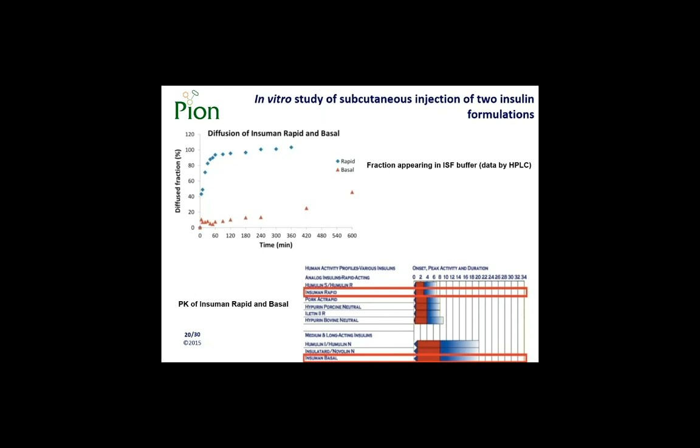Interestingly, there appears to be an inflection point around 240 minutes, where the rate of diffusion increases. This aligns well with the recovery in transmittance in the previous slide, where the basal started to dissolve into solution. When we compare these diffusion profiles against published human PK data, we can see that the diffusion rates and the onset, peak, and duration profiles agree with one another. But insulin is a relatively small molecule in the biopharmaceutical space, with a molecular mass of around 6 kilodaltons.